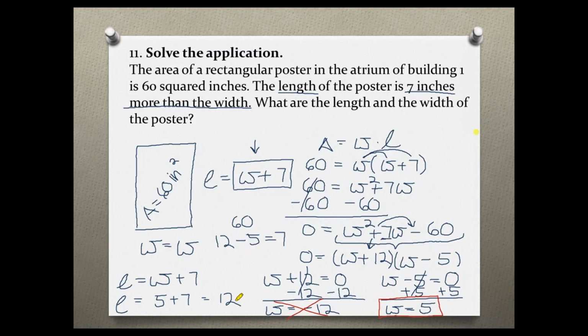So it is a coincidence that this is 12. Do not assume that because this was a negative 12 your answer would be 12. That is independent. You have to plug it in and then find the actual length of this poster. So our length is 12 and our width is 5 inches in this case, because measurements have units.